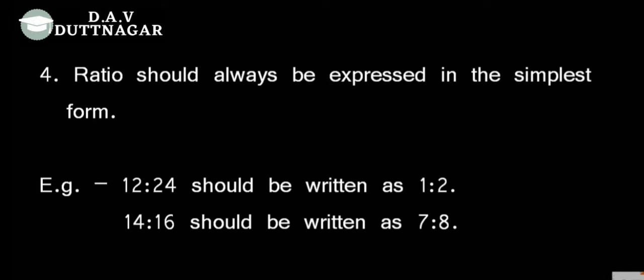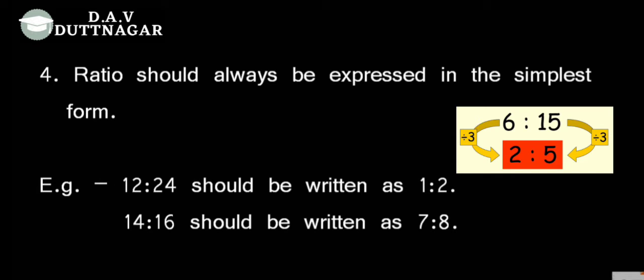Ratio should always be expressed in the simplest form. Like 12 is to 24 should be written as 1 is to 2. 14 is to 16 should be written as 7 is to 8. For this, divide both terms by the greatest common divisor.